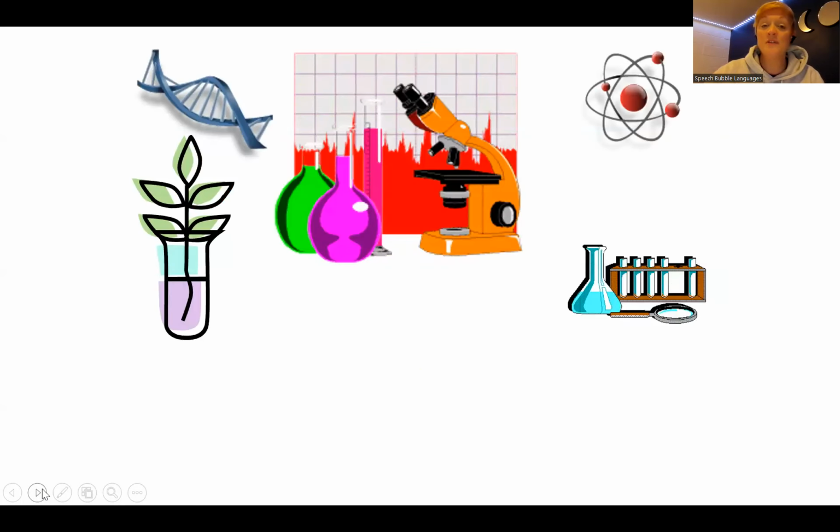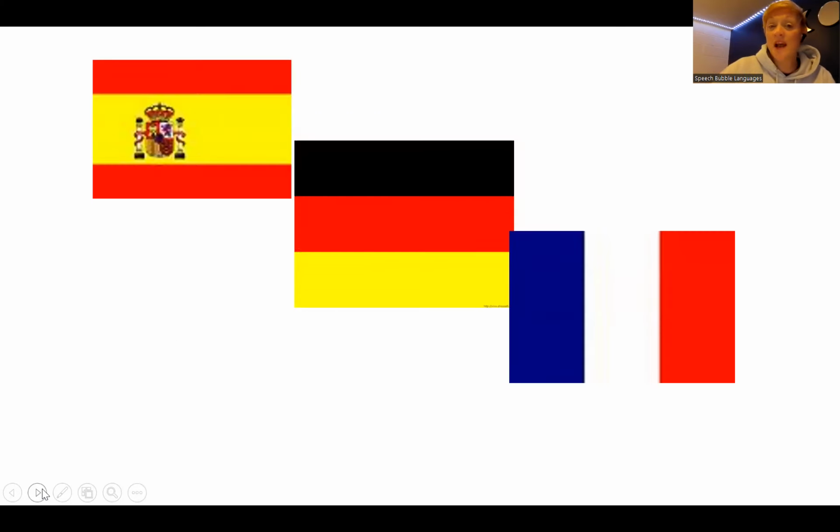We're now going to group our three sciences together, biología, química, and física, to create the joint word ciencias. Tongue out each time. Ciencias. Joining our languages together, español, alemán, and francés, to give us idiomas. We can also say here lenguas or lenguas modernas.